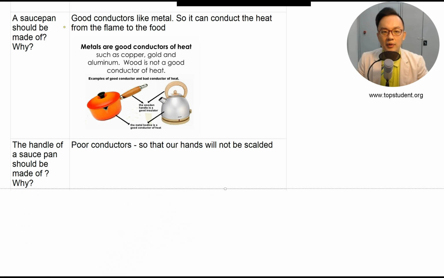This is a very common question that exams ask: a saucepan should be made of what kind of material, and why? A saucepan should be made from a good conductor like metal, so it can conduct the heat from the flame to the food.